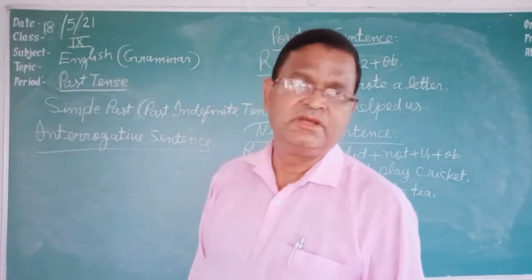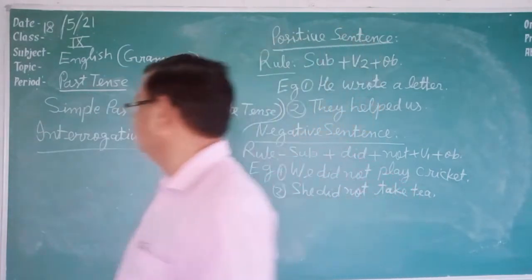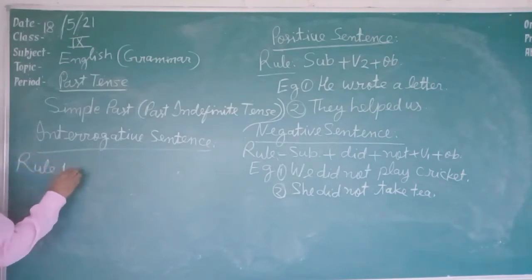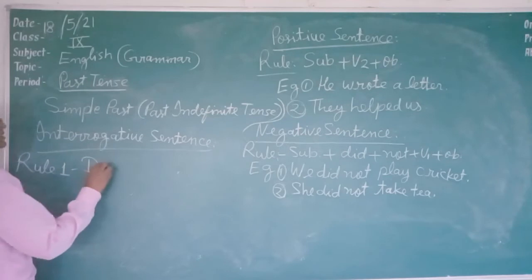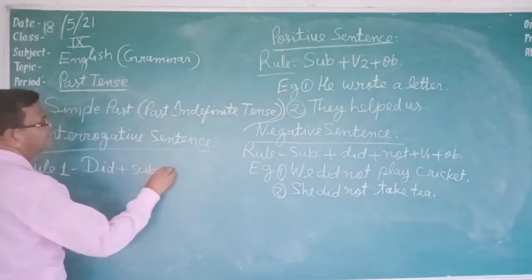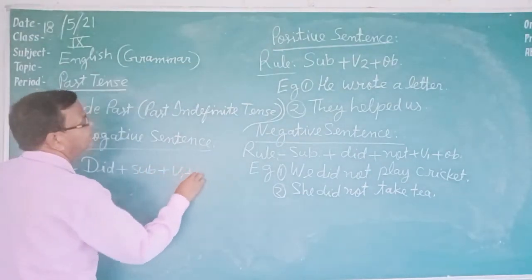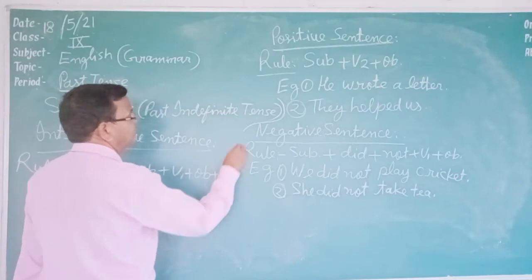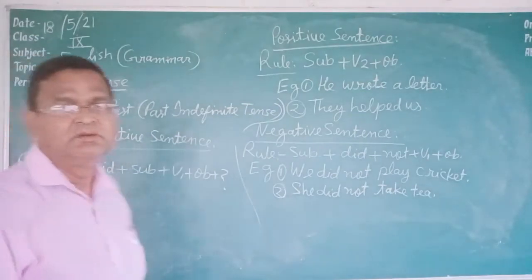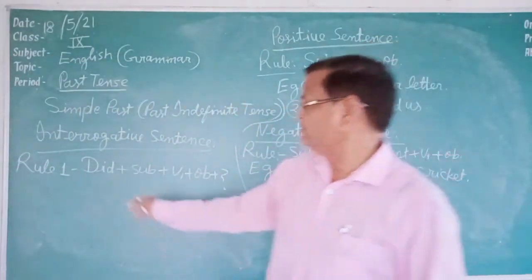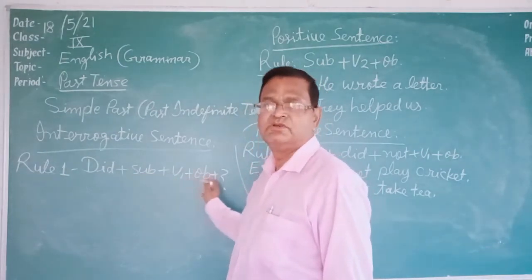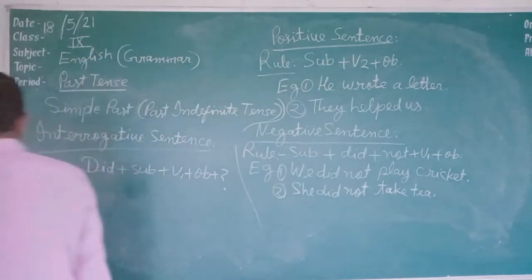Write down rule first. If the sentence starts with a helping word, this rule is followed. Rule first: first of all did will be written, then subject, then verb first form, then object, then question mark. This is the rule. If the sentence starts with a helping word, first of all did is written, then the subject, then verb first form, then object, then question mark. Now you can take an example.